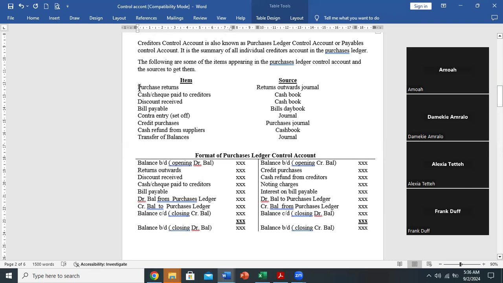Now, in the case of the creditors, these are items that affect creditors: your credit purchases, your returns outwards, your discount received. So I need to give you this note so that you familiarize yourself with the items that affect your debtors and your creditors. And then you do the analysis to know whether each increases or decreases the balance. And then I'm sure you'll be able to do the debits and credits into these two accounts.